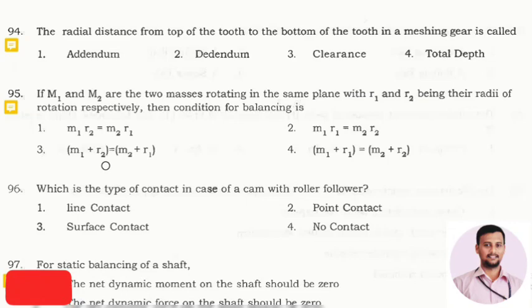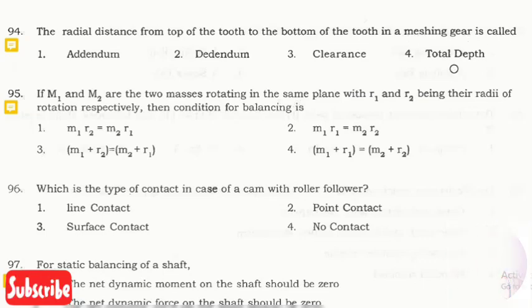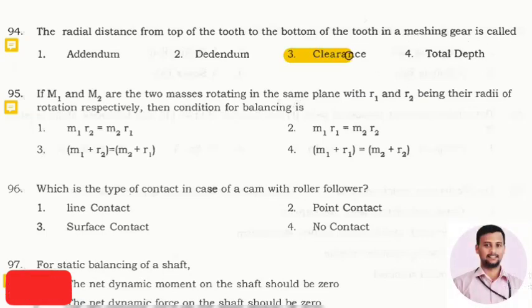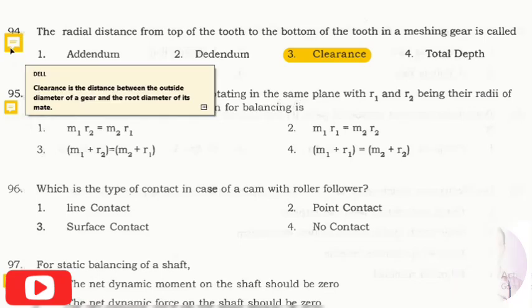The next question is: the radial distance from the top of a tooth to the bottom of a tooth in a meshing gear is called? The right answer is option 3, that is clearance. What is this clearance? It is the distance between the outside diameter of a gear and the root diameter of its mate.